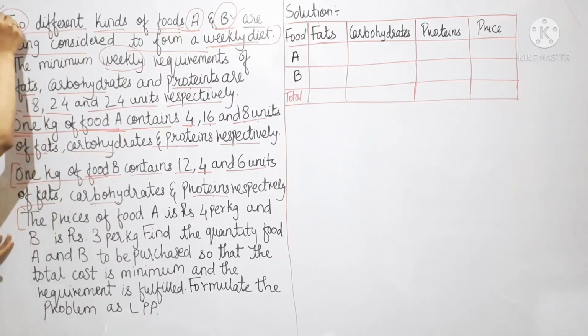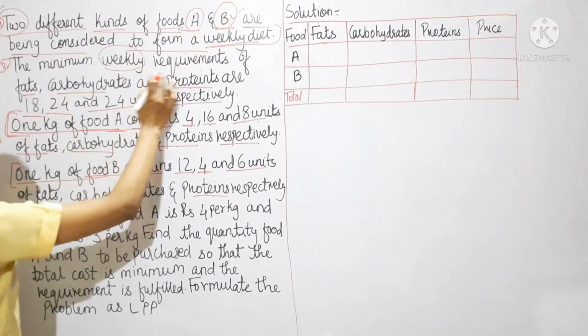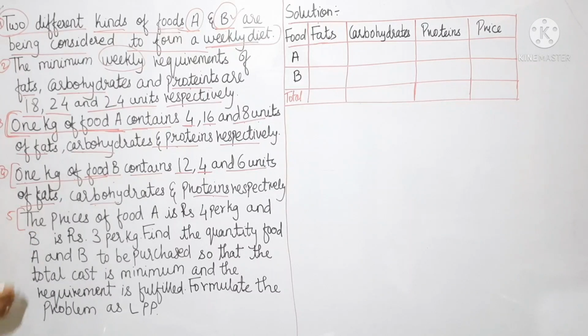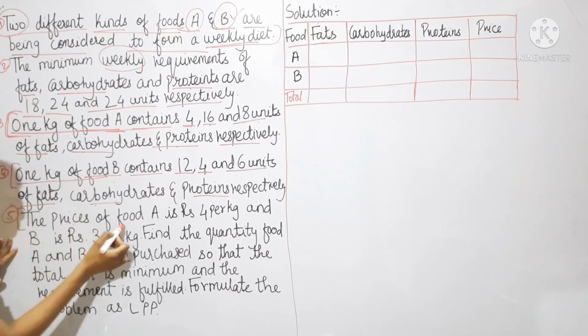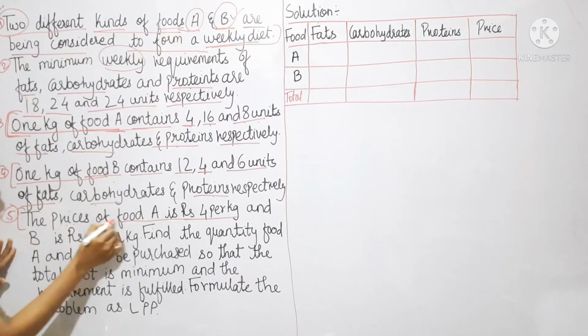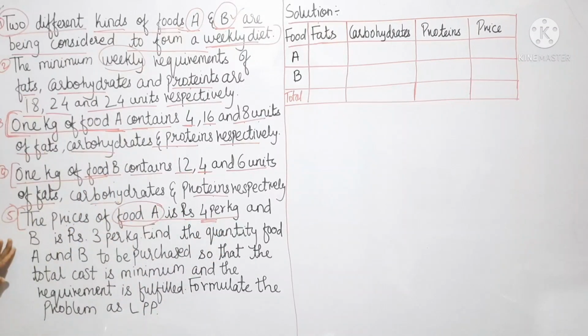So first is these two different kinds of food A and B in the weekly diet. Second sentence is minimum weekly requirement. Third is per kg, 1 kg of food A. Fourth is 1 kg of food B. Now fifth sentence, see, the price of food A is 4 rupees per kg. And the price of food B is 3 rupees per kg.